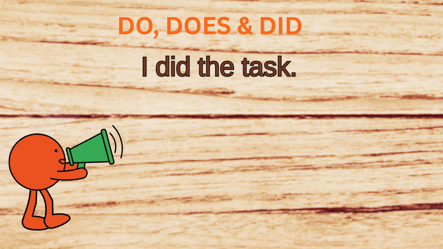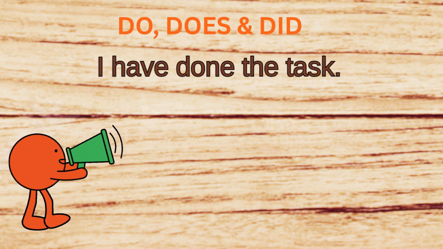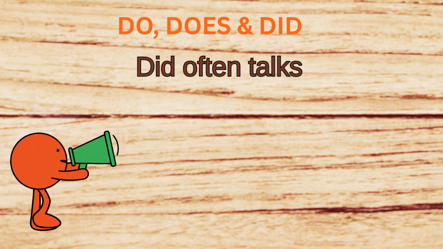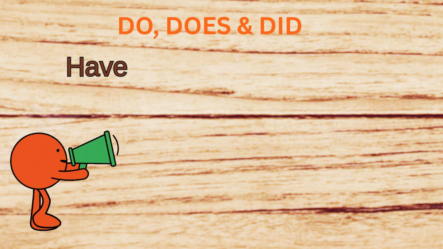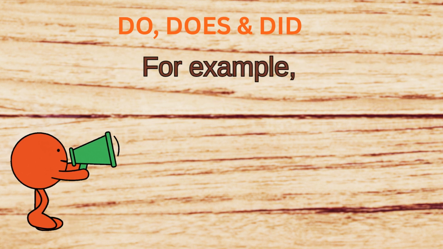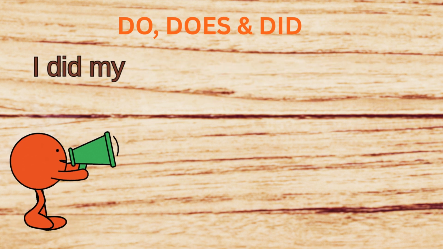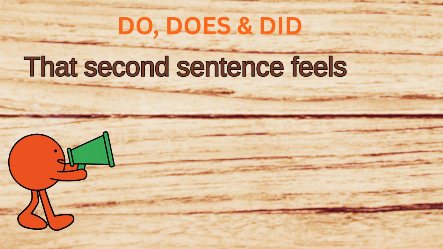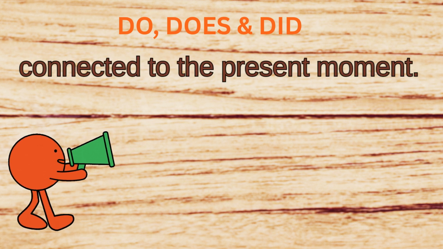Notice the difference. I did the task. I have done the task. These are not always exactly interchangeable. Did often talks about a completed past event. Have done often connects that completed action to the present. For example, I did my presentation yesterday. I have done my presentation, so I'm free now. That second sentence feels more connected to the present moment.